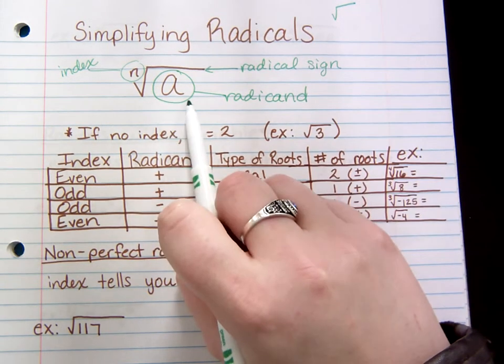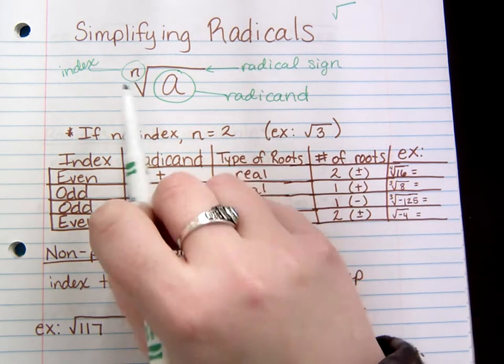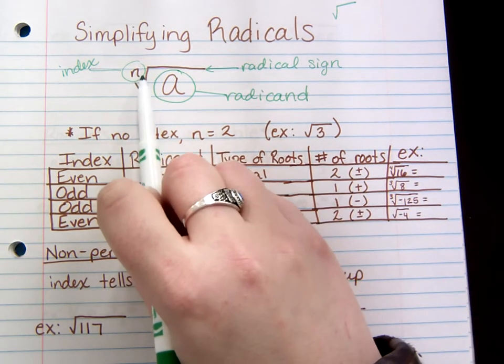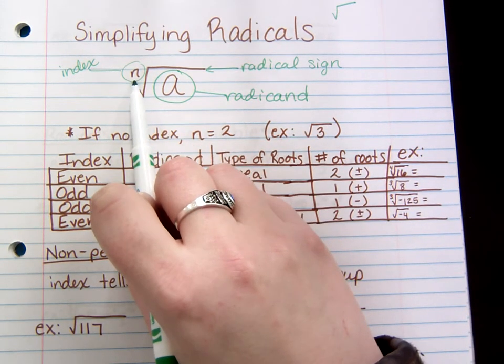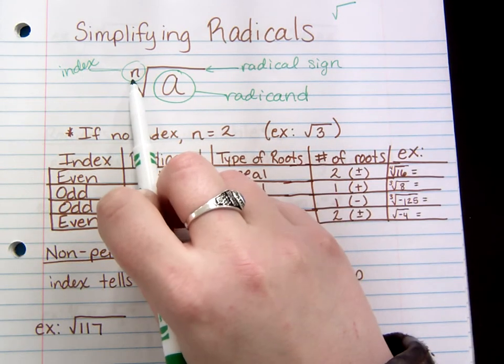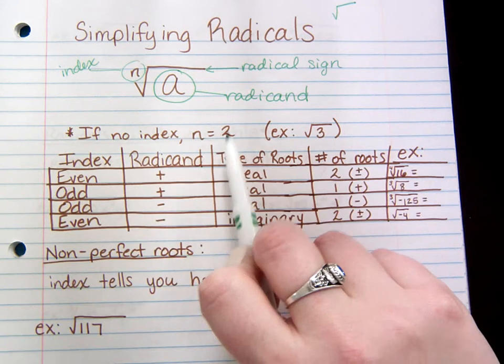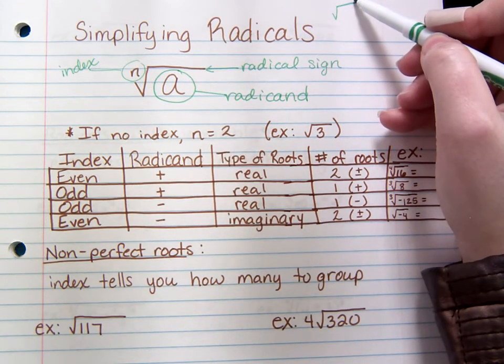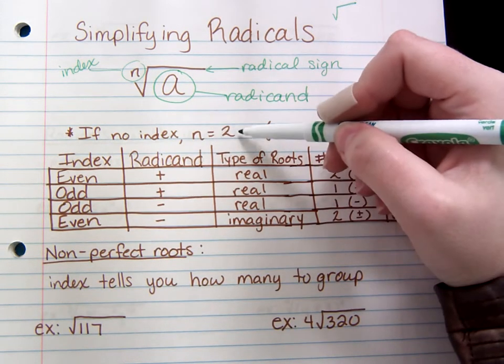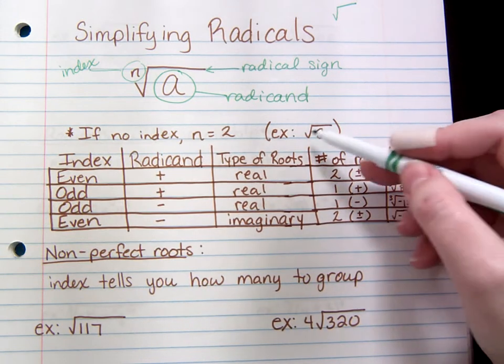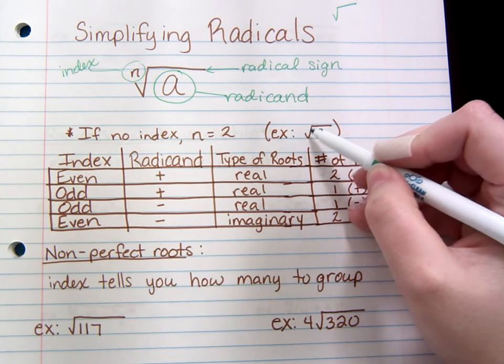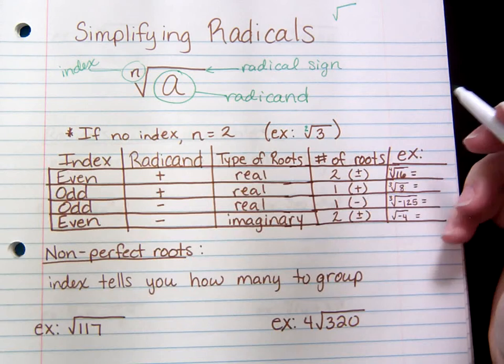The number underneath is called a radicand, and if there's a number written right here, this is called the index, and it tells us which root we're taking. Now, if we don't see a number, like with the square root, it means that your index is 2, and it's a square root. Like square root of 3, there's not an index written, but technically there is an index of 2.